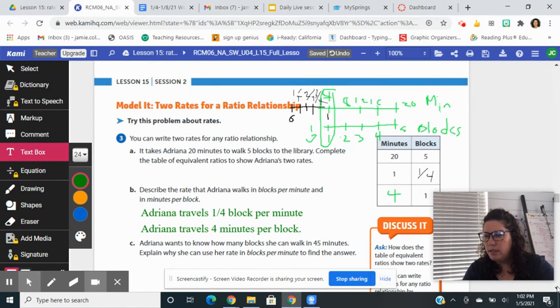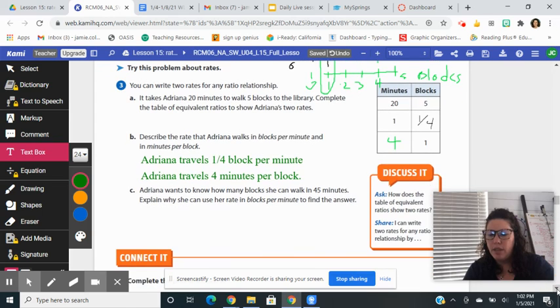Okay, next, part C. Adriana wants to know how many blocks she can walk in 45 minutes. Explain why she can use her rate in blocks per minute to find the answer. Okay, she wants to know how many blocks she can walk in 45 minutes. Well, in 1 minute, she can walk 1/4 of a block. So we're just going to times that by 45. So let's go ahead and put that in here.